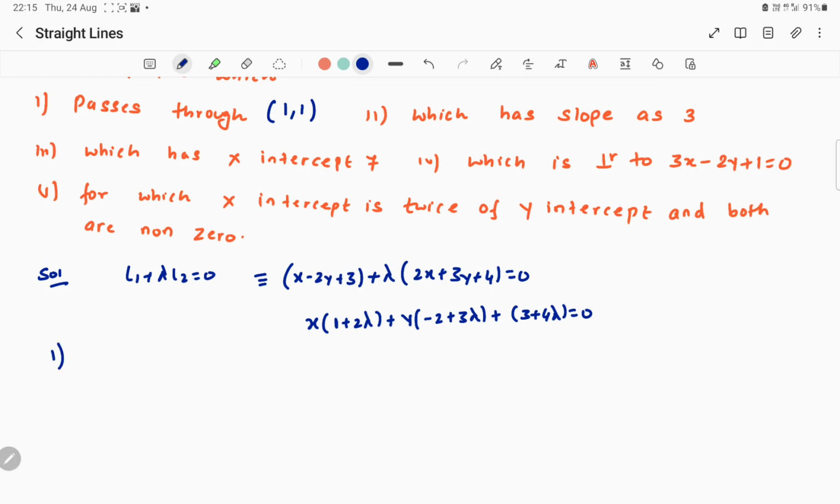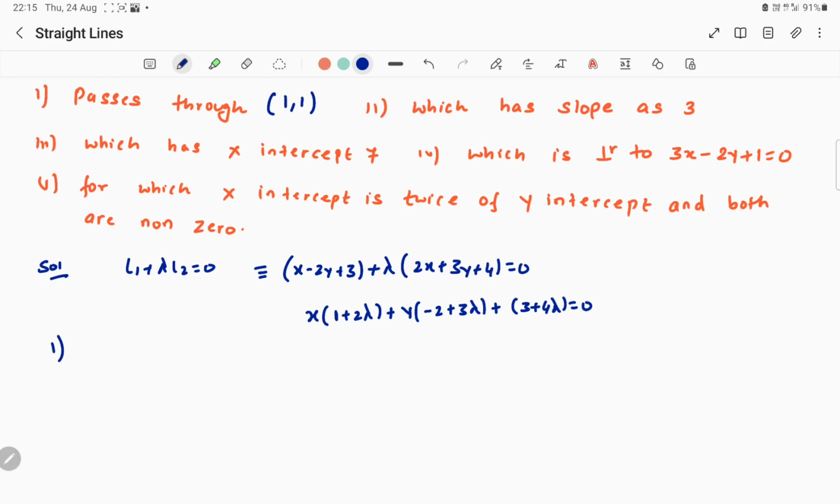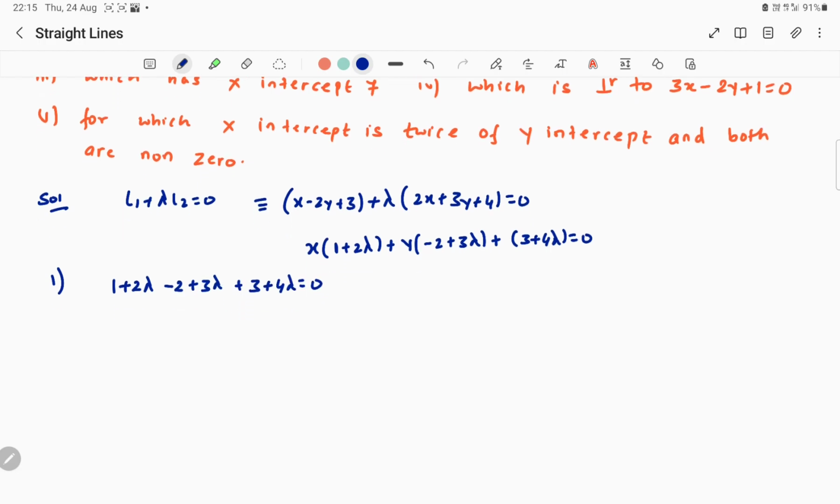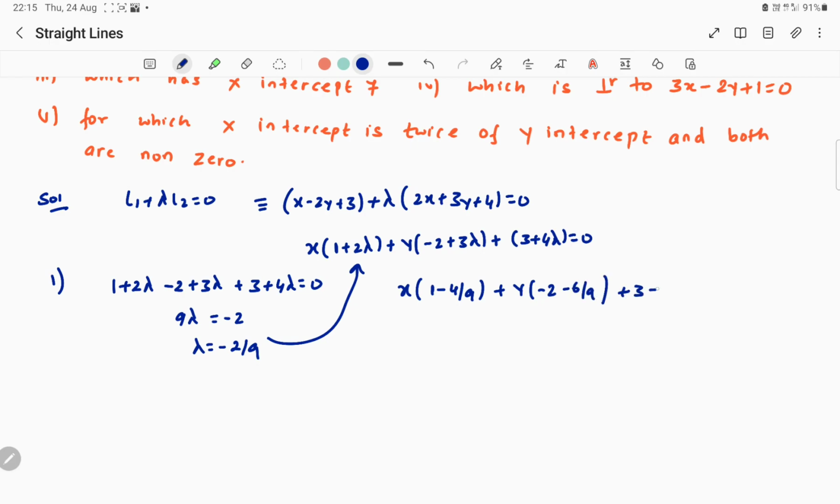Now question number 1, this line passes through 1 comma 1, so it should satisfy 1 comma 1, isn't it? So substitute 1 comma 1, so we get 1 plus 2 lambda, then minus 2 plus 3 lambda, plus 3 plus 4 lambda is equal to 0. So when you simplify, 4 plus 3 plus 2 is 9, so we get 9 lambda is equal to minus 2, so lambda is minus 2 by 9. So this minus 2 by 9 you substitute here, so you get x into 1 minus 4 by 9, y into minus 2 minus 6 by 9, and plus 3 plus 4 into minus 2, so minus 8 by 9. So simplify this, you'll get the required equation.